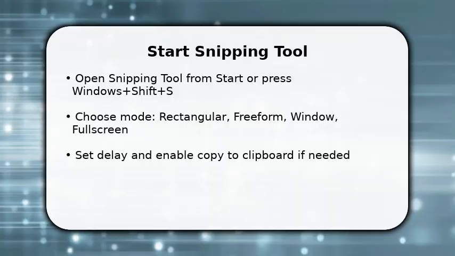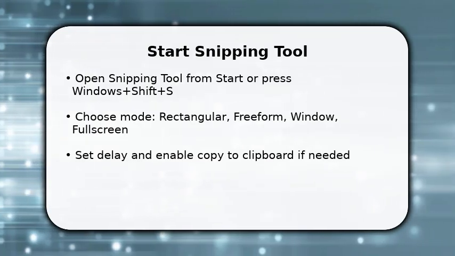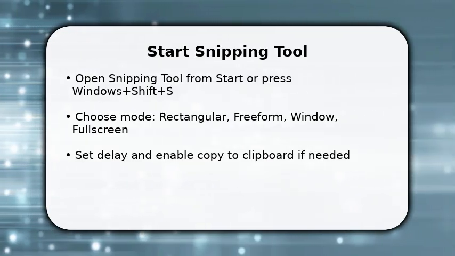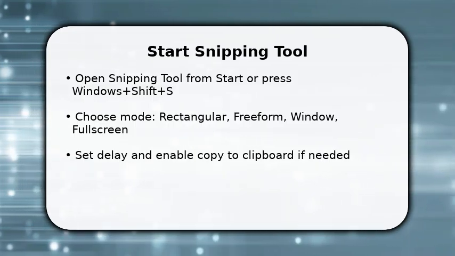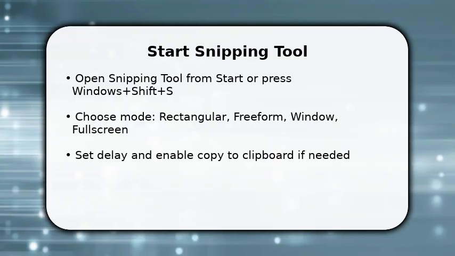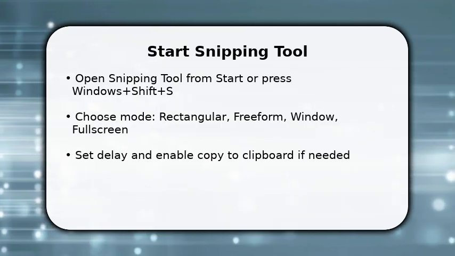Enjoy the video. You'll begin now by launching the Snipping Tool. Press Windows plus Shift plus S for instant capture. Once done, pick a mode: rectangular for precision, window for app captures, or full screen for entire displays. Make sure to set a delay if you need time to open menus or hover elements.